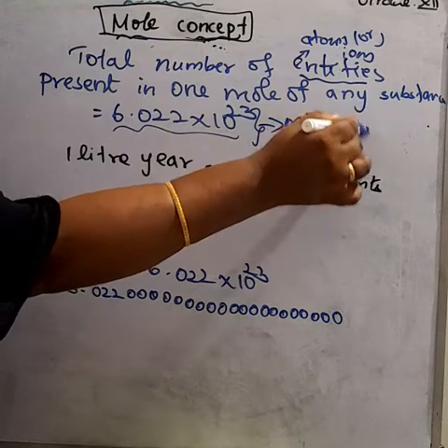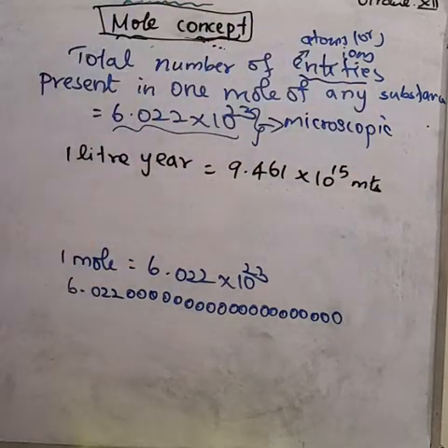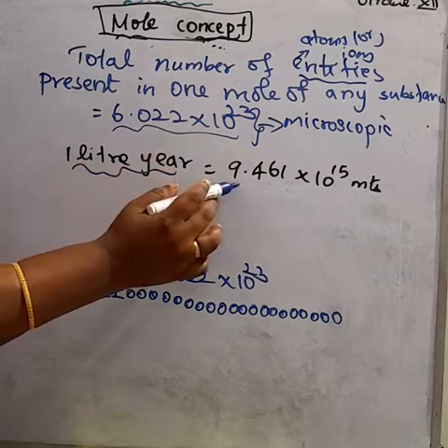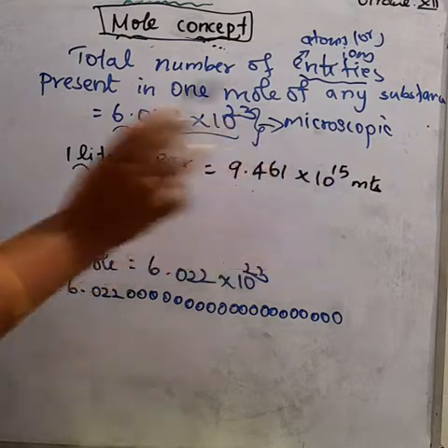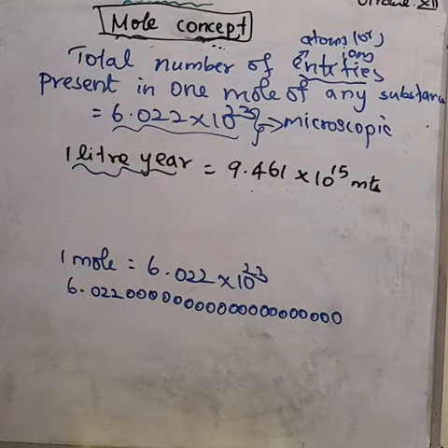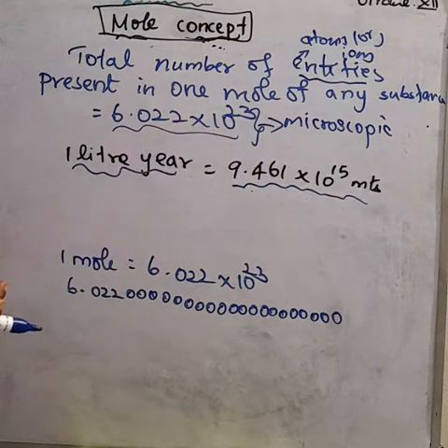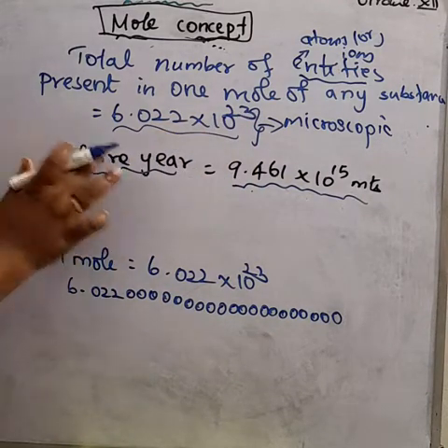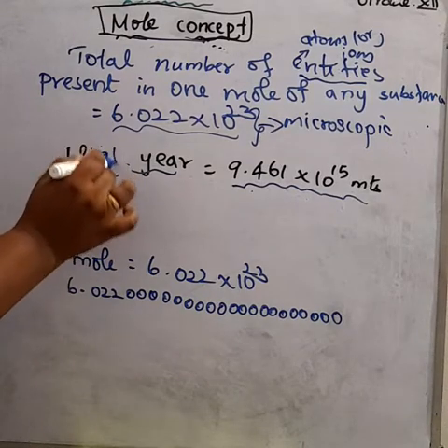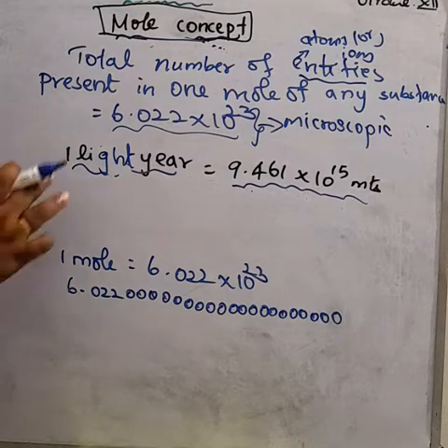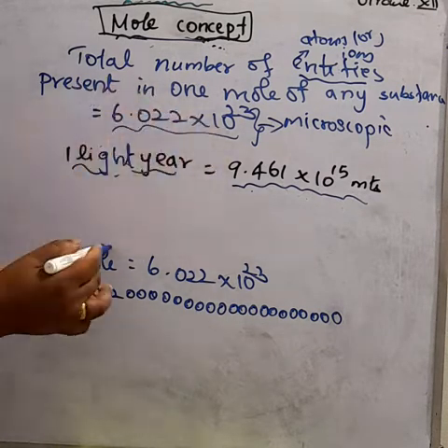Understood? So the way we use the mole, you know 1 light year means what is the value? 9.461 × 10^15 meters. Okay, so instead of using 9.461 × 10^15 meters every time, we can just use 1 light year. Like this, mole means 6.022 × 10^23. So every time we use this number, we use the simple term, that is mole.